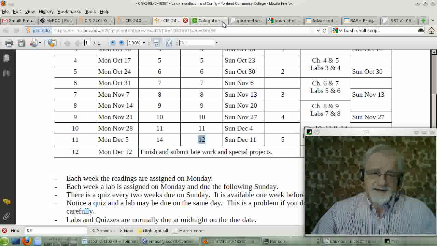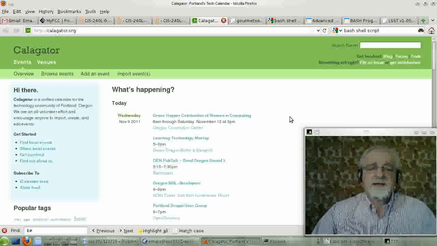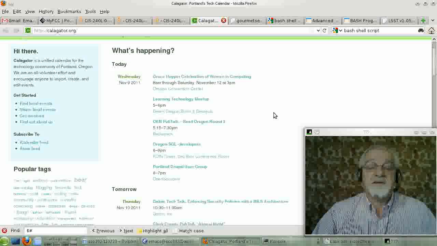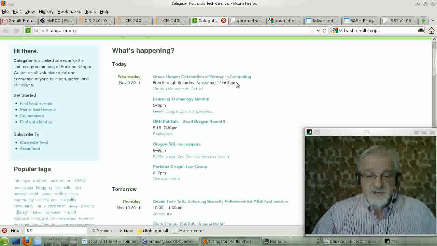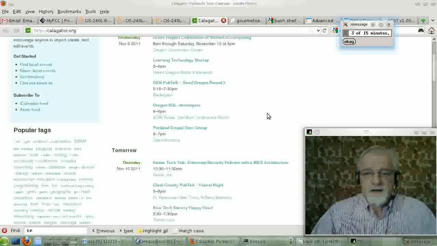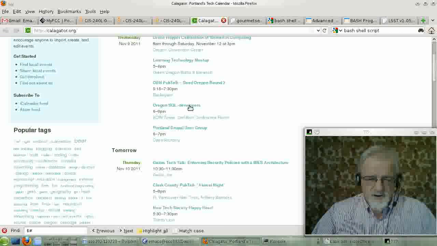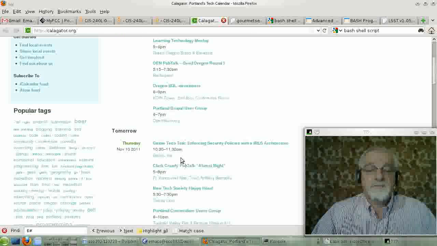We'll look a little bit at Caligator.org, because for the last lab you have to review an open source event. One of the events that's interesting is the Grace Hopper Celebration of Women in Computing. I suppose there's a charge for it because it's at the Oregon Convention Center, and I think it's going on between now and Saturday. Other things going on: the SQL developers are getting together, the Portland Drupal users group, and the Galwa technical talk.